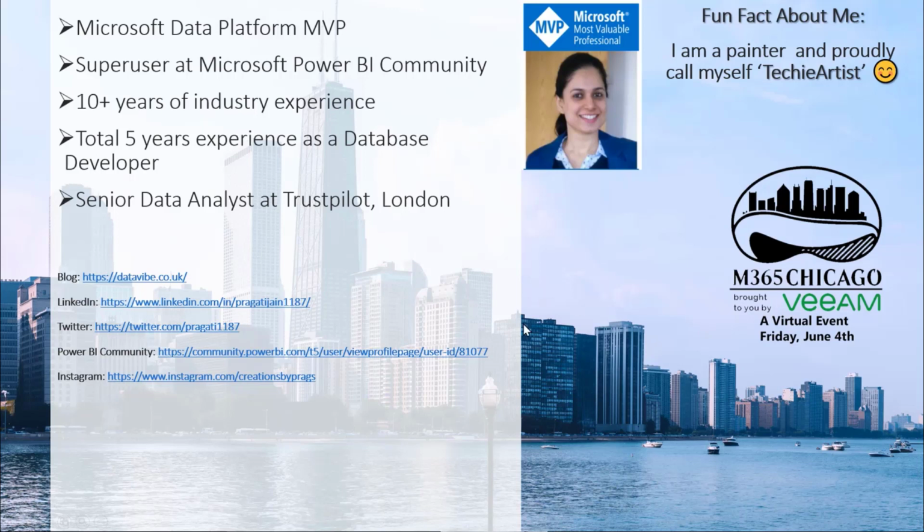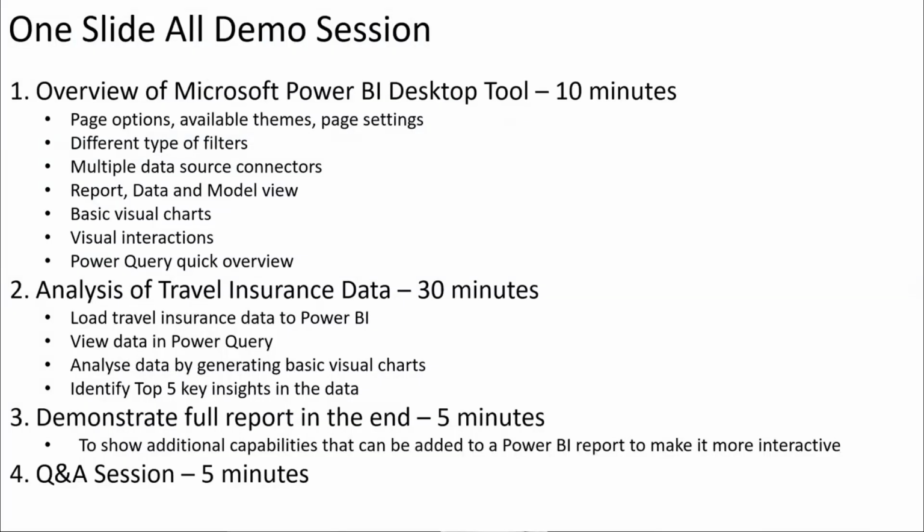Before we start the session, I would like to show you the agenda I have prepared. Today's session is going to be one slide and it will be an all demo session. I'll be showing you everything in Power BI from a beginner point of view. We'll spend some time initially getting ourselves comfortable with the Microsoft Power BI Desktop tool. Then we'll move on to the next section, which will be analysis of travel insurance data. We'll import a sample data set, and I'll show you from a beginner point of view how you can bring in data and create some basic charts, which can give you really good insights. Then we'll end up identifying the top 5 key insights from this data.